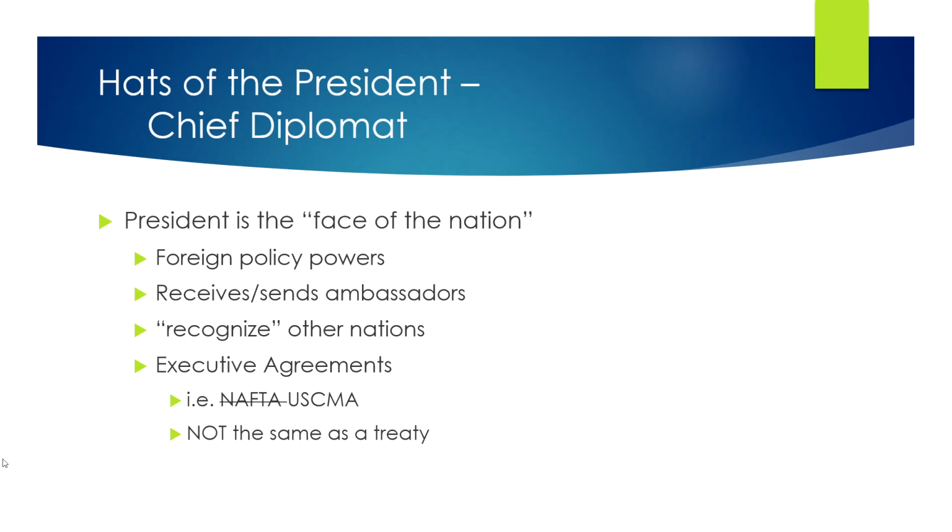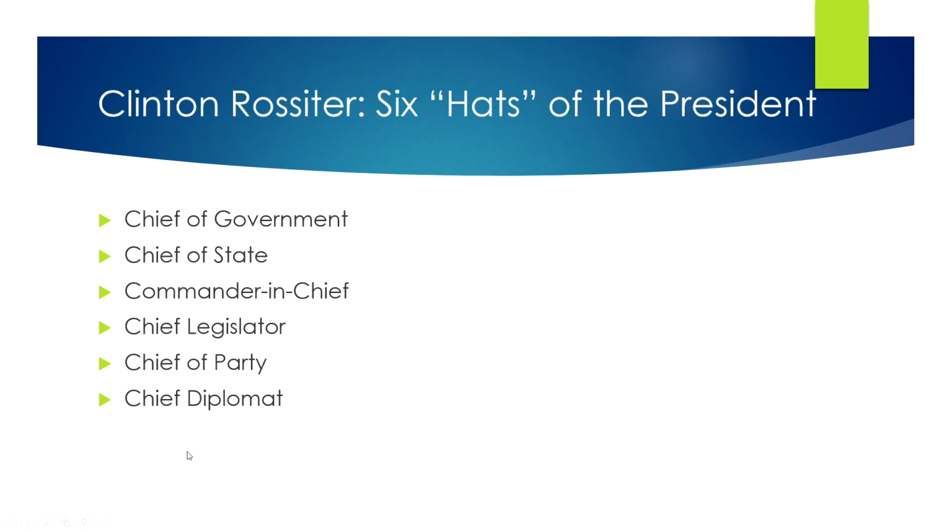Now, this is not the same thing as a treaty. A treaty is something that the president can arrange with another nation, but then the Senate has to confirm it before it becomes law. An executive agreement is just something some president agrees to. So it's very easy to overturn them, as we saw in the case of NAFTA. NAFTA was something that was agreed to by a previous president as an executive agreement. So President Trump came in and had the authority to just toss that one out, start something new. So that kind of wraps us up on the 6 hats of the president.